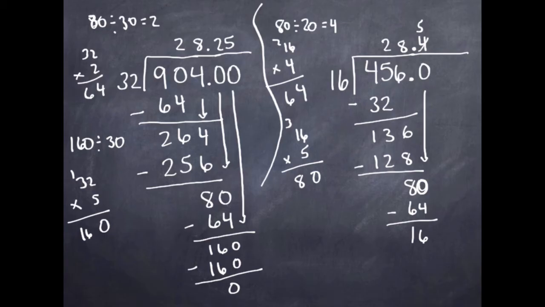So what I'm going to do is take that 4 out of there, and instead put in a 5, which would have given me 80, and would have made this 0. Cool. So 456 divided by 16 gives me 28 and 5 tenths. 904 divided by 32 gives me 28 and 25 hundredths. So you can see my answers are different now. My remainders, I've broken up that remainder and made it smaller. I decomposed it so I can get a more exact answer.